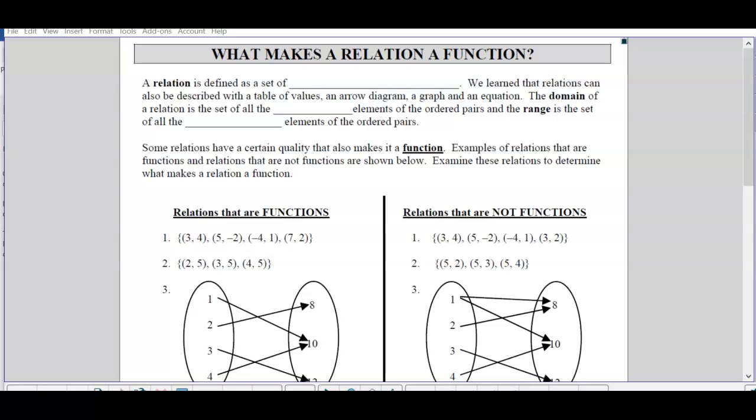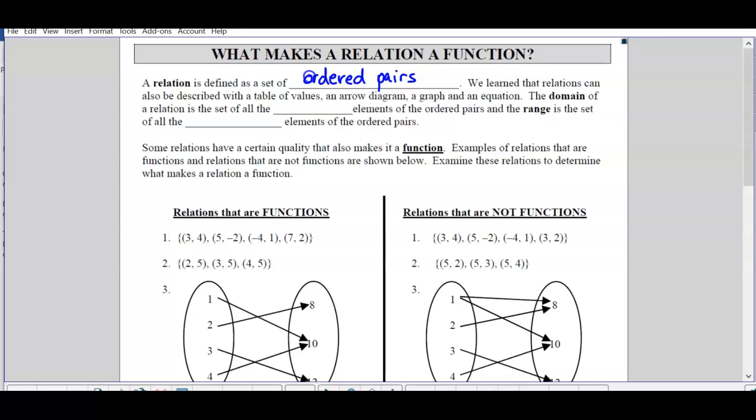All right, what makes a relation a function? So you've been talking about relations throughout math so far, particularly in junior high. And so we want to look at something more specific. What is a function? So remember, a relation is defined as a set of... we can show it in a variety of ways, but in all cases, we can show it as a set of ordered pairs.